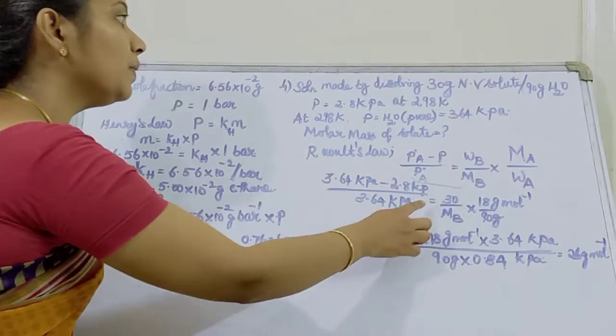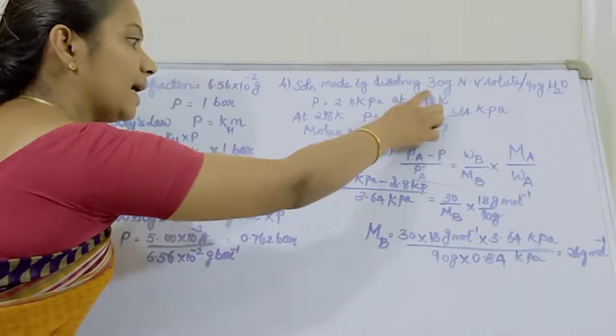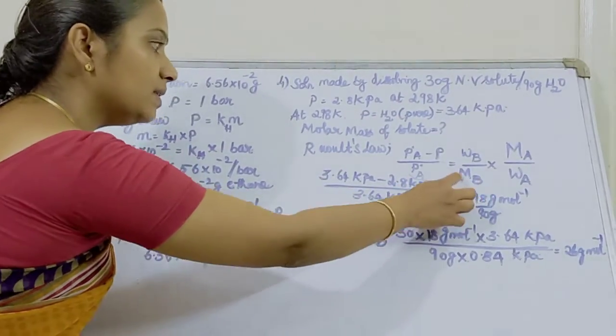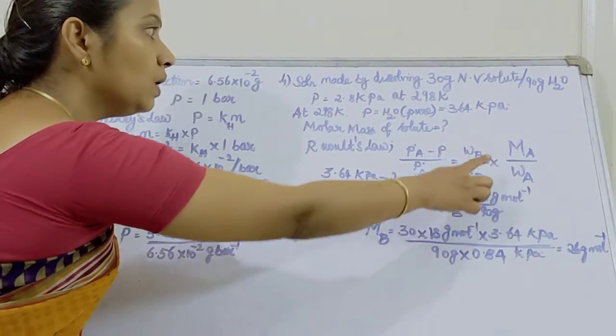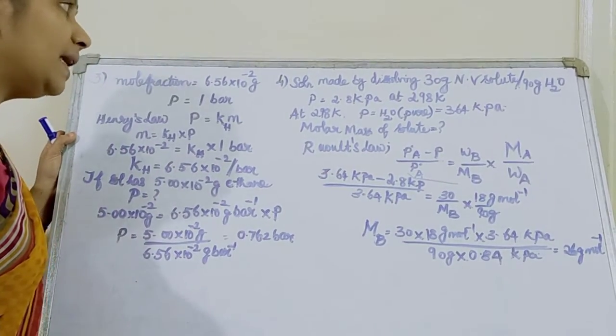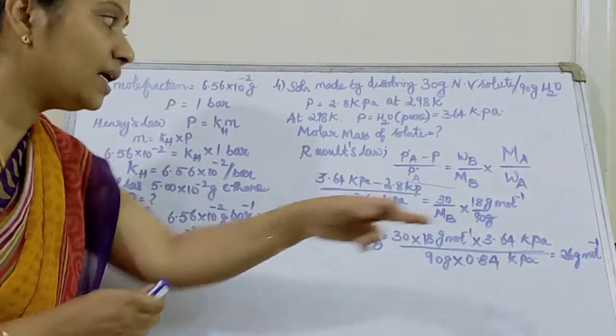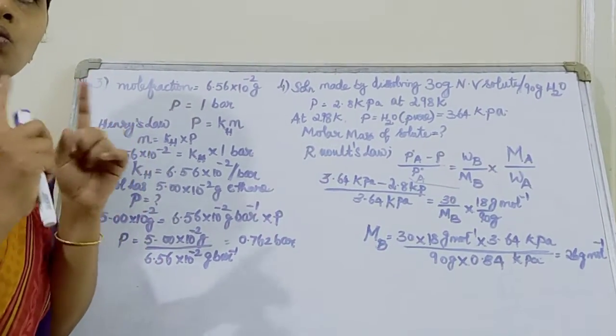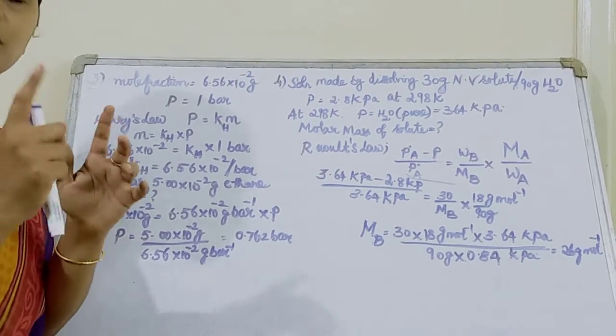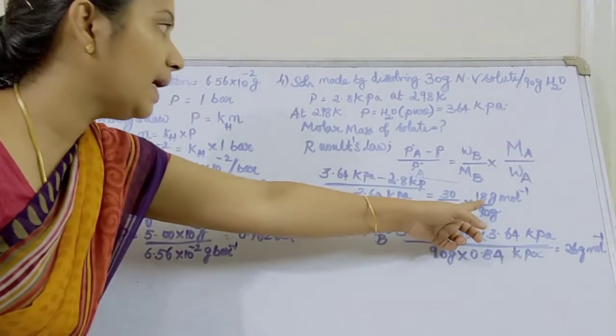What is the weight of component B? It is given as 30 grams. So I have written, I need to calculate this. So Mb into, what is the molecular weight of component A, which is nothing but 18 grams. This is nothing but water, H2O. So 2 into 1, oxygen 1 into 16, which is nothing but 18.